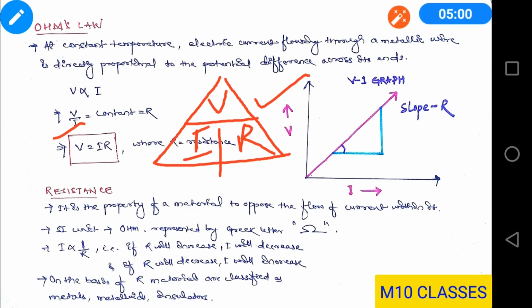Now on the basis of resistance, materials can be categorized into three parts: metals, metalloids, and insulators. Metals are good conductors of electricity, that means they provide less resistance. So the resistance of metals is very less. Next comes metalloids, which provide appreciable resistance. And insulators, as you know, are bad conductors of electricity. That means they provide high resistance.